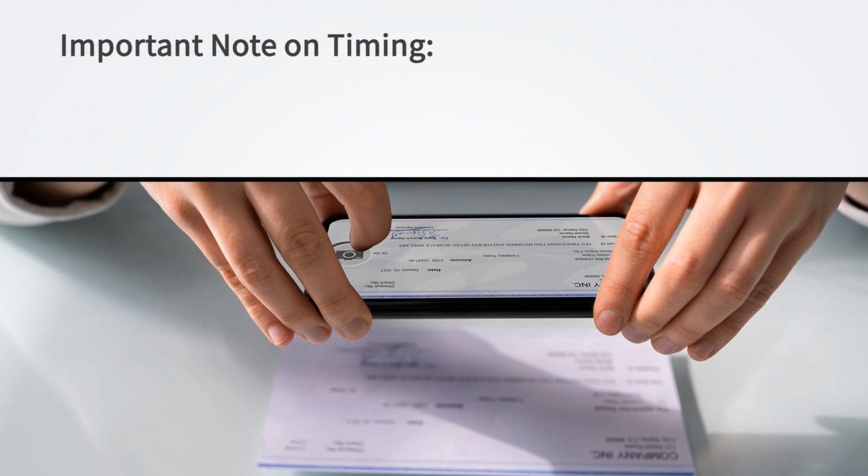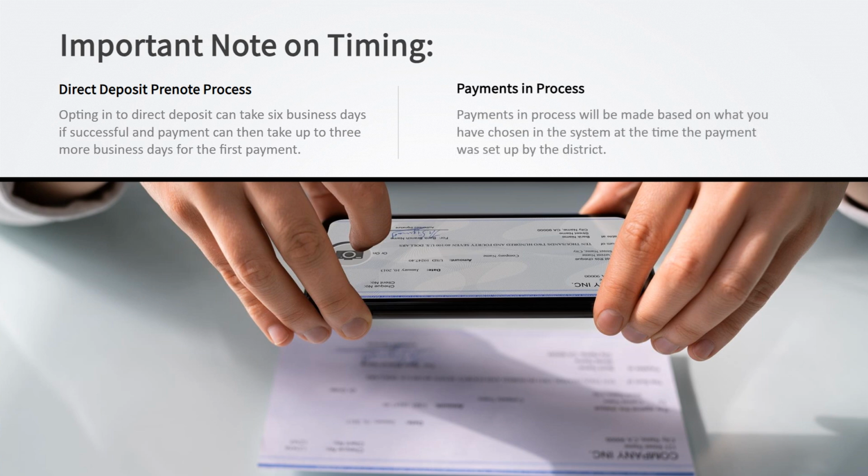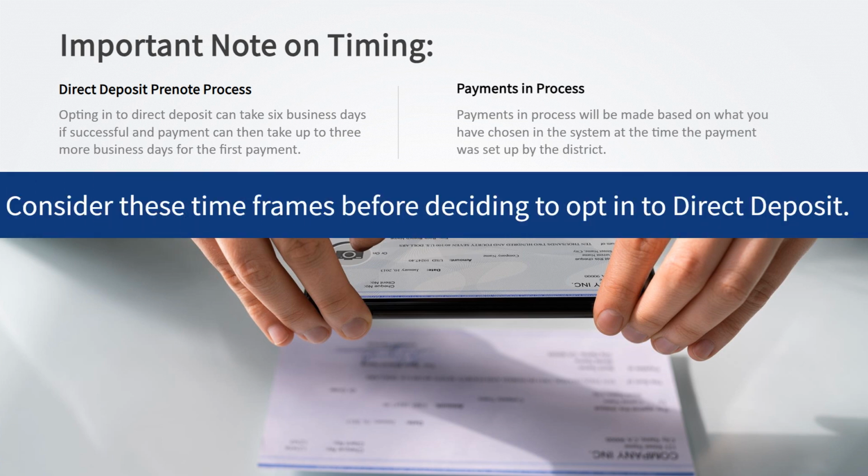Before we begin explaining how to opt into direct deposit, it is important to note that opting into direct deposit involves a pre-note process that can take 6 business days if successful, and payment can then take up to 3 additional business days for the first payment. Payments in process will be made based on what you have chosen in the system at the time the payment was set up by the district. Consider whether these timeframes will impact your next payment before deciding to opt into direct deposit today.